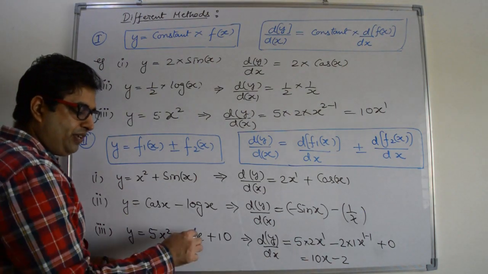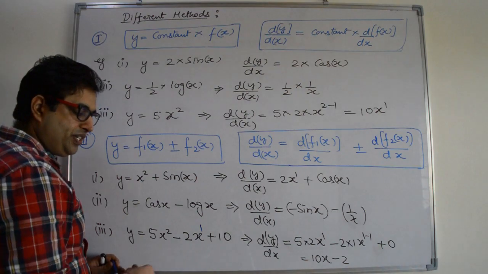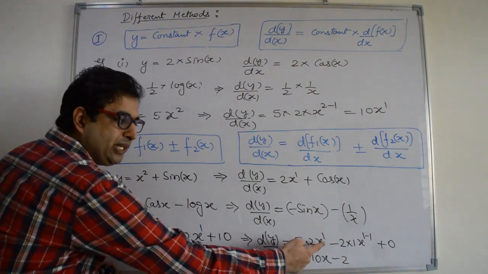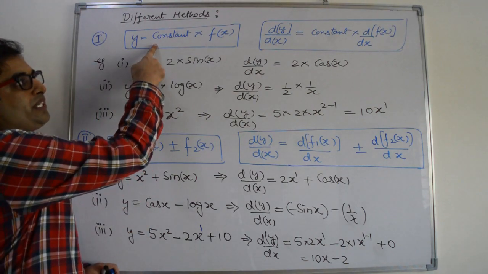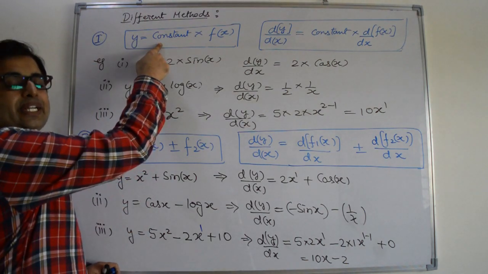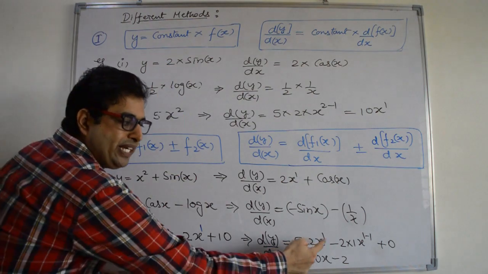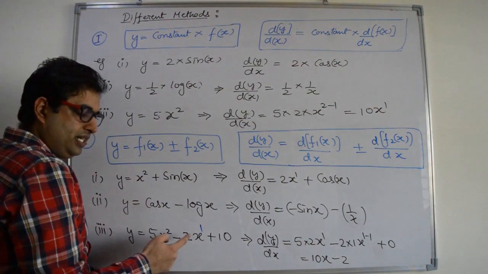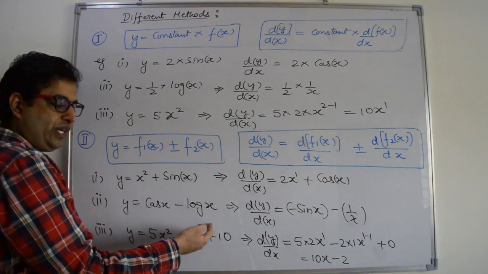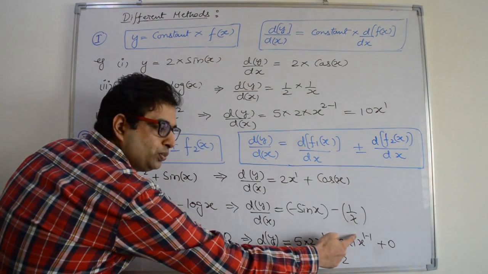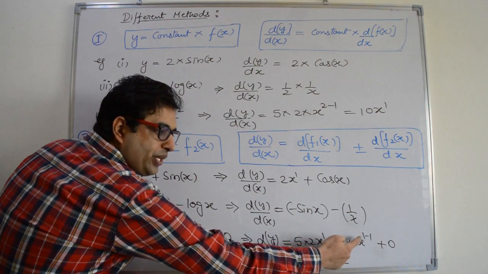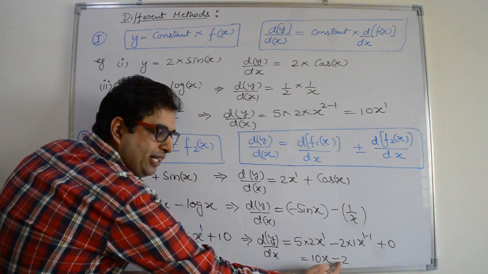Second, minus 2x. This is power 1. So when you differentiate it, minus 2 will remain in multiplication because it is a constant quantity. If a constant quantity is in multiplication, it remains in multiplication. So minus 2 will remain in multiplication. X power 1, the 1 will come in multiplication and x power 1 minus 1, that is 0. So x power 0 is 1, so it remains minus 2.